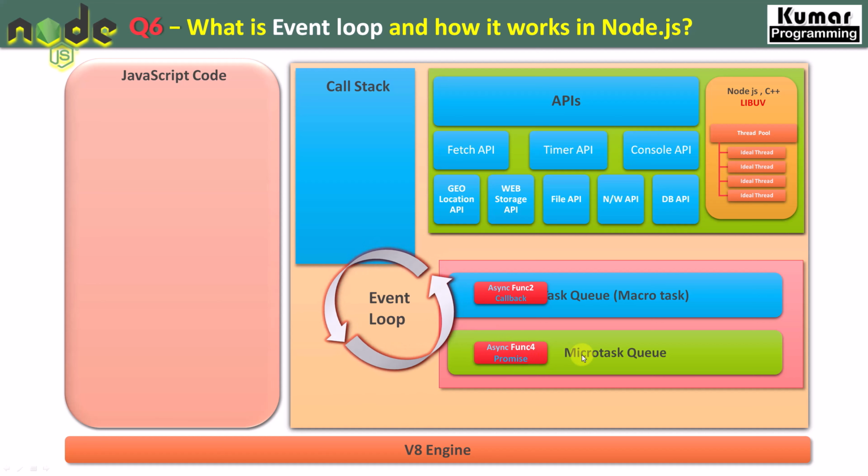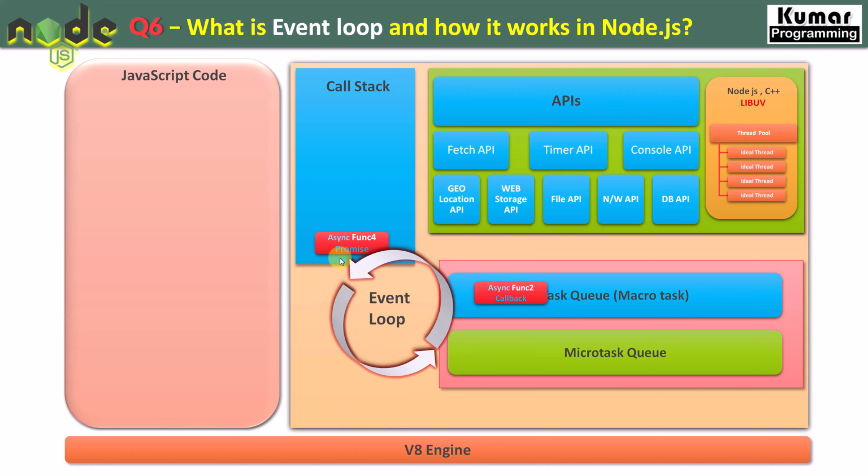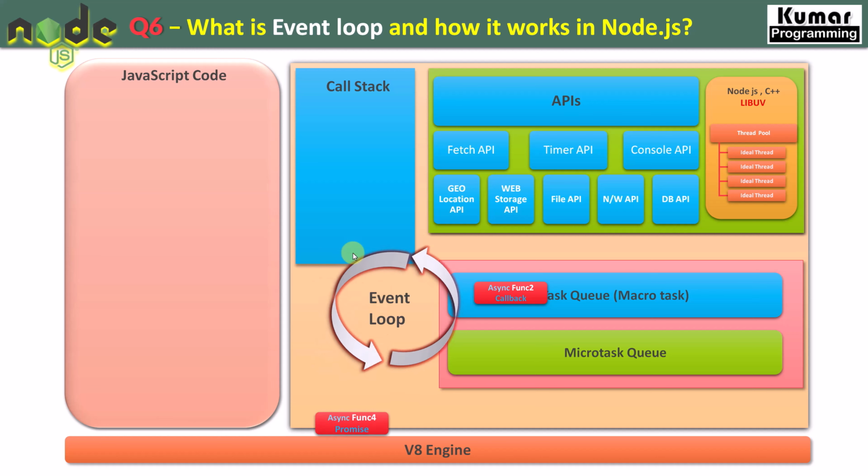This is a very, very important question. Most of the time interviewers ask it and try to confuse you about the difference between the task queue and micro task queue. So always the micro task queue has priority and its event will go first to the call stack. So see here, now our promise went to the call stack and it's getting executed here and it's gone.